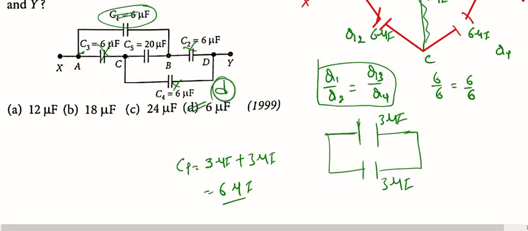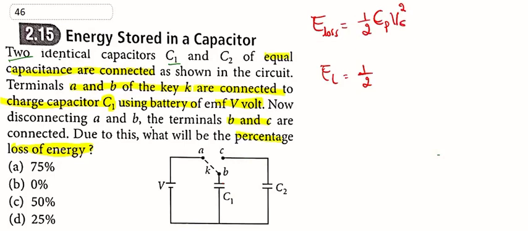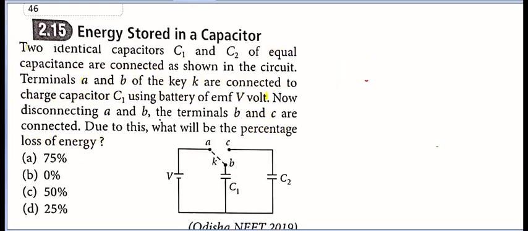This is in the Wheatstone bridge concept. This is called as common potential. Okay, so that is what common potential means. Okay, so see question number 46.